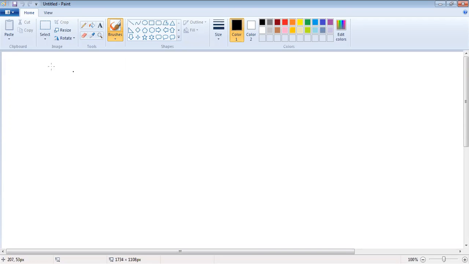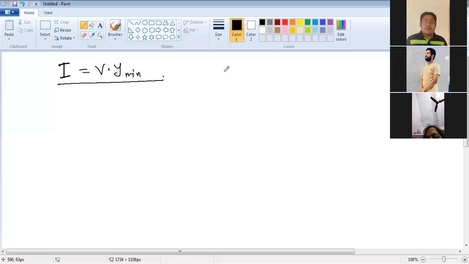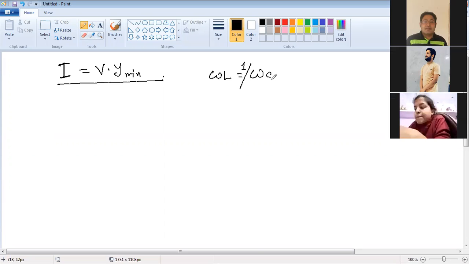So from the expression, we can write down in the previous expression, that I equal to V into Y, that is minimum. We have just derived this. Okay. So in this case, we know that omega L equal to omega C, but this omega C is 1 by omega C. As Y equal to 1 by R. Okay.